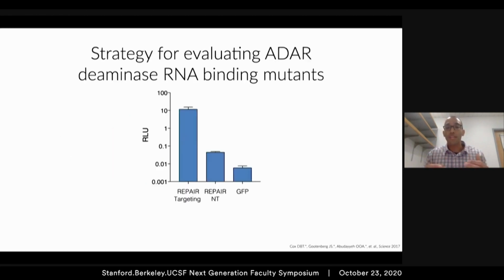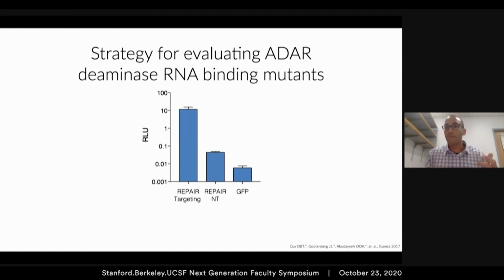So what we ended up doing is taking advantage of a phenomenon that we noticed from some earlier experiments that we had done. When we use repair to correct a broken luciferase gene, what we notice is in the on-target condition, you get very high rates of correction. But then if you have a non-targeting guide, you get some level of correction that's greater than what you get if you have a construct that completely lacks the Cas13 ADAR fusion.